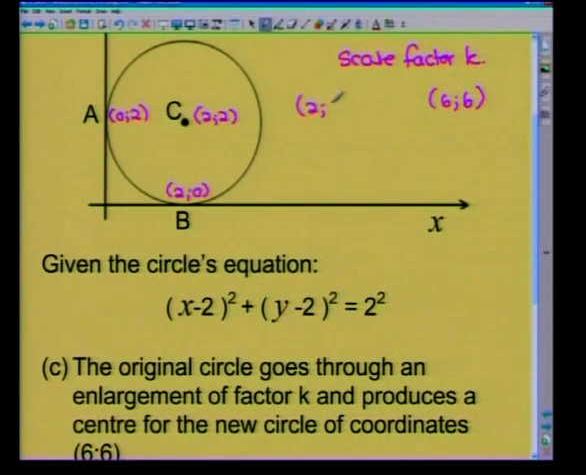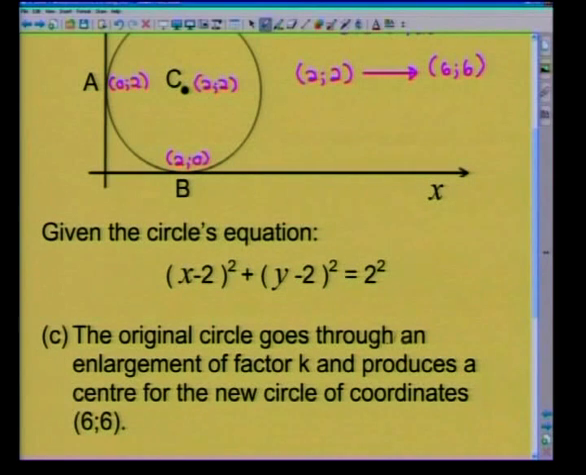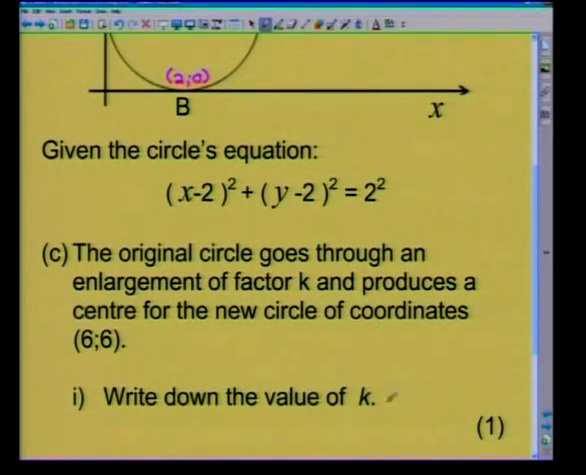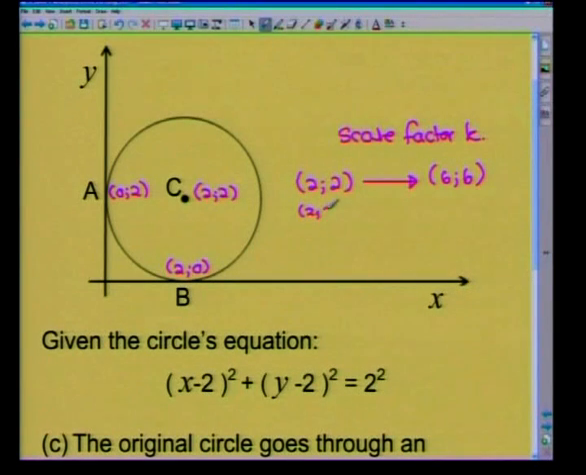Now the original circle had a center 2, 2. So what can we conclude by looking at that? Well, let's see what they actually want us to do. They said the original circle goes through an enlargement of factor k and produces a center for the new circle of coordinates, whatever. Write down the value of k. So yes, that's exactly what they want me to do. They want me to look at this and say, what would the scale factor have been for that to happen? Well, it's clear that if I've gone from 2, 2 to 6, 6, I've literally multiplied the x and the y coordinate by 3. So if we look over here, we can say this was 2, 2, and it became 3 times 2, 3 times 2, and therefore the scale factor is k equals 3.